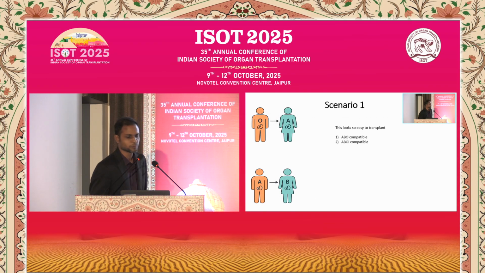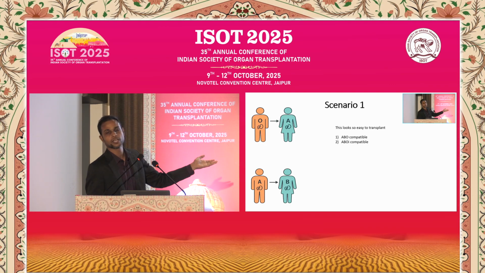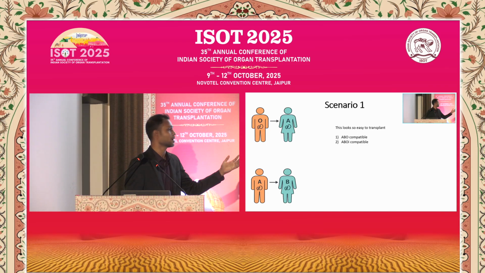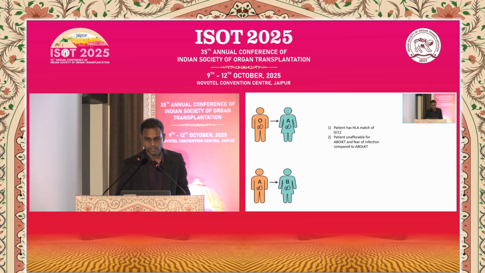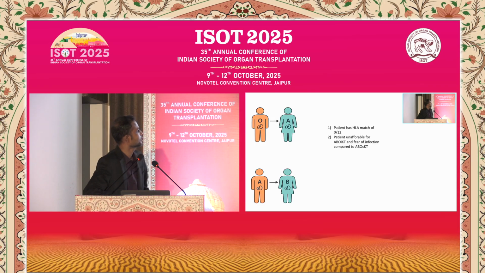So we will start with simple scenarios. In the upper one we can see O is the donor and A is the recipient. So it's straight, there is no issue. Lower down, again we see A is the donor and B is the recipient. Again we can go ahead with ABO incompatible. If these two pairs come to me, directly I can go with the transplant, no problem.